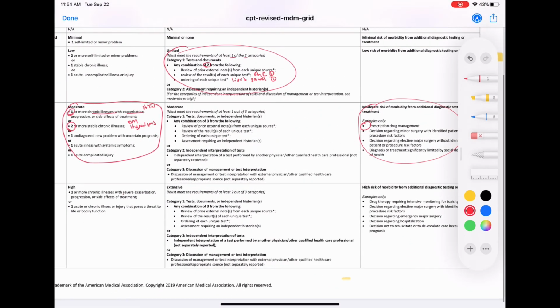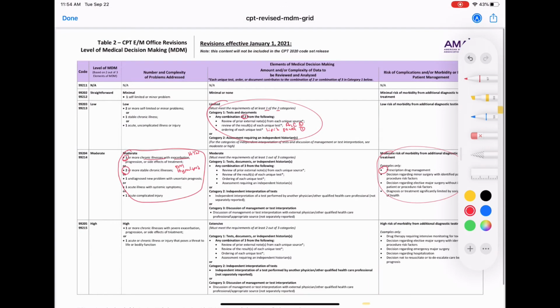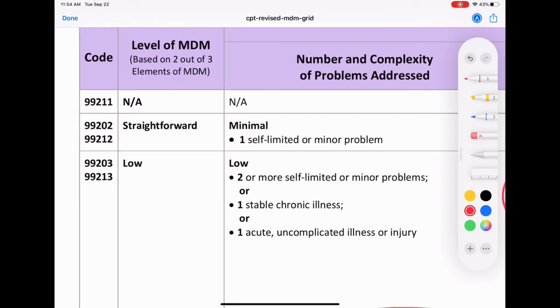So let's go across our columns. When you go over here, I hope I'm not making you guys dizzy or nauseous here.